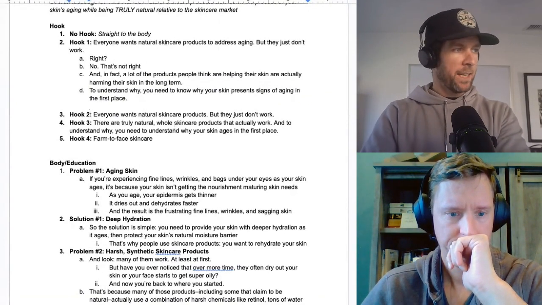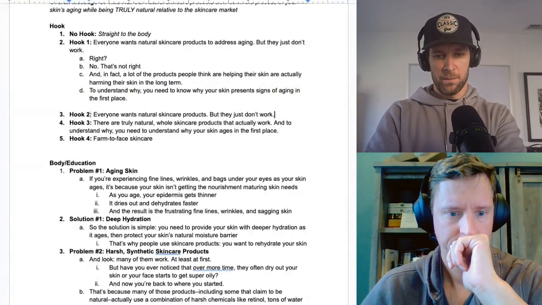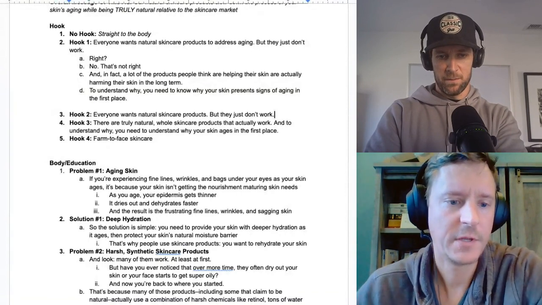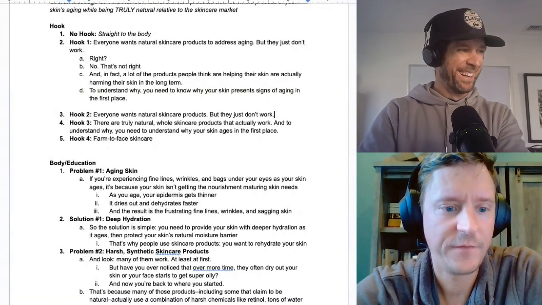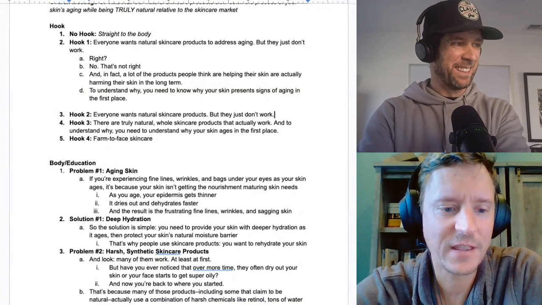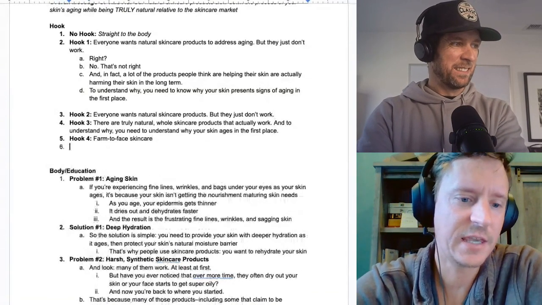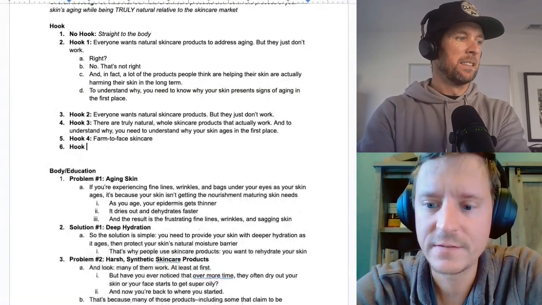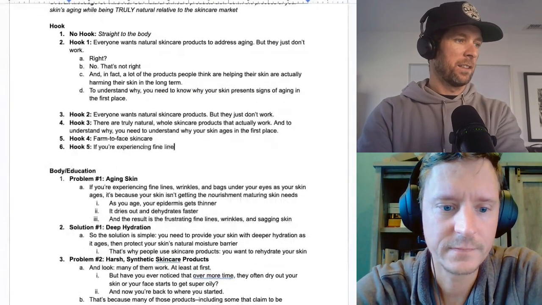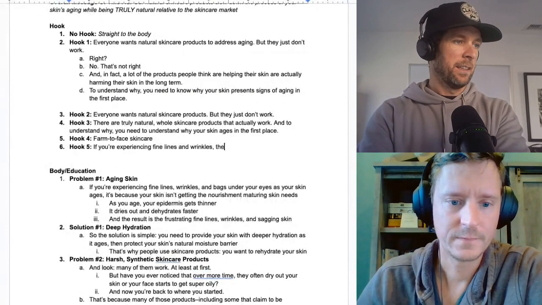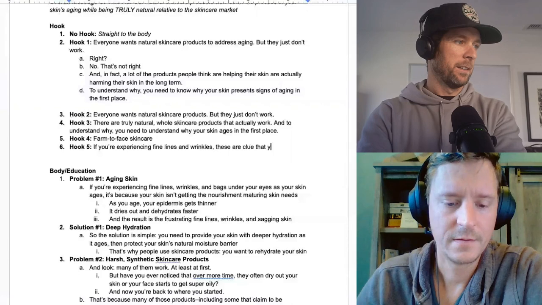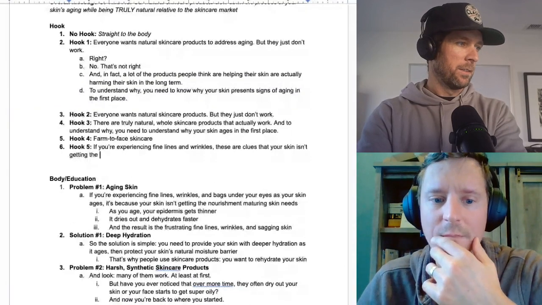Okay. Should we cut hook 2, you think? You want to just get rid of it? Let me just say a hook before I forget it. If you're experiencing fine lines and wrinkles, these are clues that your skin isn't getting the nourishment it needs. Okay. These are clues that your skin isn't getting the nourishment. And I may have to say may not be getting the nourishment.